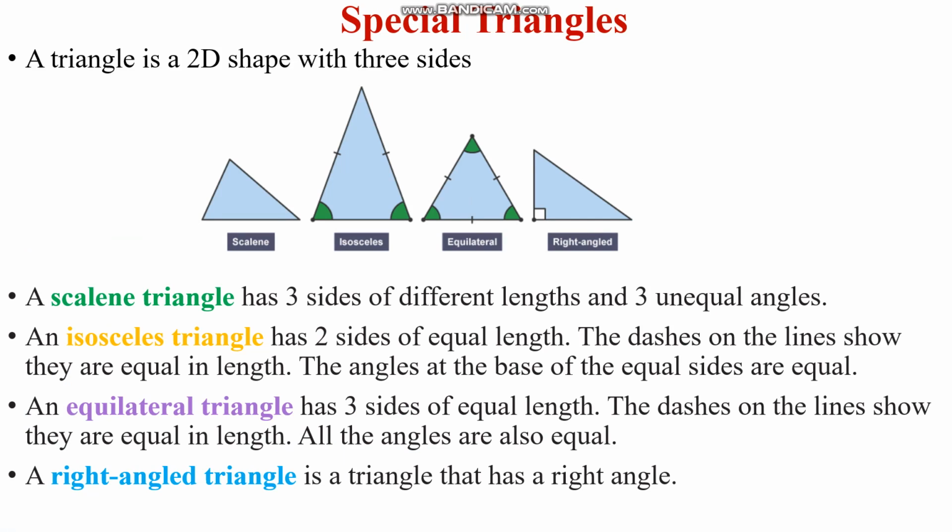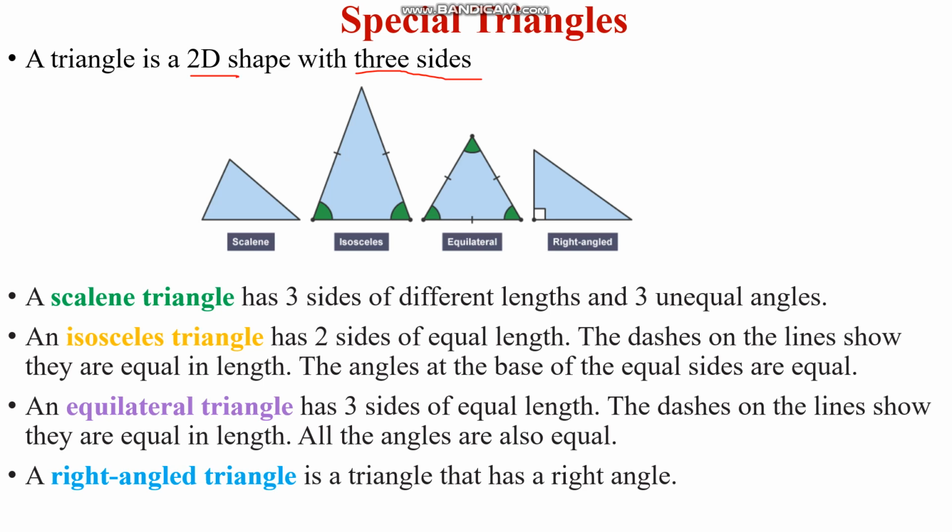Hello, welcome back. Now we're going to be looking into a special category of polygons, and these are triangles, and we're going to look at the special triangles that we have. So a triangle is a 2D shape with 3 sides. It's a 2D shape and it has 3 sides. So we have 4 main types of triangles, and these are the scalene, isosceles, equilateral, and the right-angled triangle.